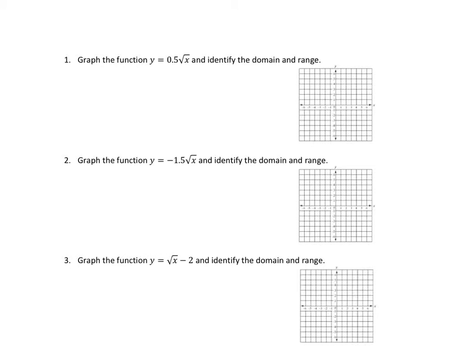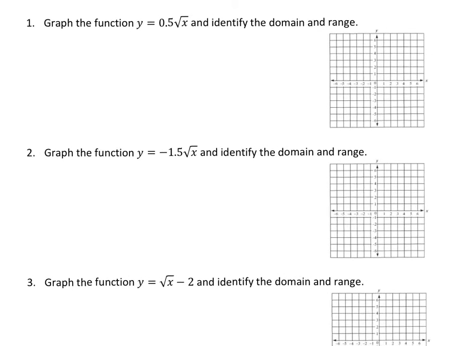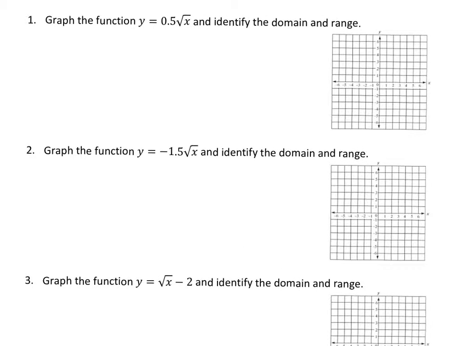So number 1 here, for all of these we're going to graph the function and identify the domain and the range. Number 1 and 2 just have an a, so that's just going to change the shape of our graph a little bit. We're going to use the same x's: 0, 1, and 4. What's going to change is we multiply whatever our answer is by 1/2 in order to get our y's. So for this one, we got 0.5 times the square root of 0, which is still 0.